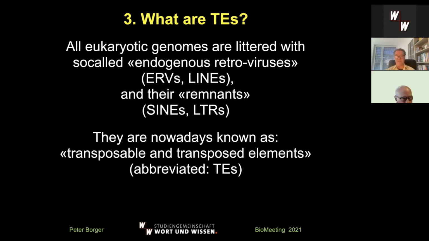So, in fact, what are they, these TEs? Well, all eukaryotic genomes are littered, and also prokaryotic genomes, of course, have them. But eukaryotic genomes are really littered with so-called endogenous retroviruses. These are the ERVs and the LINEs, and there are also remnants of them. They are called SINEs and long-terminal repeats.